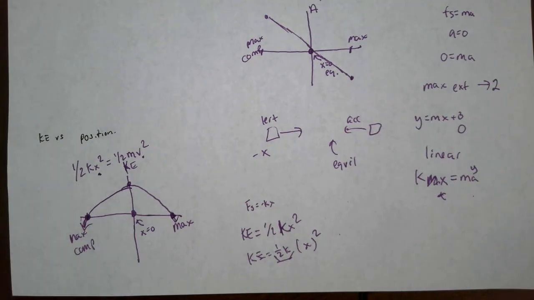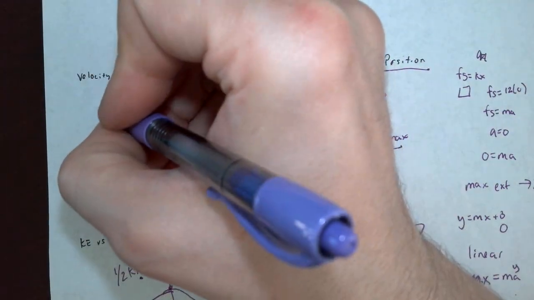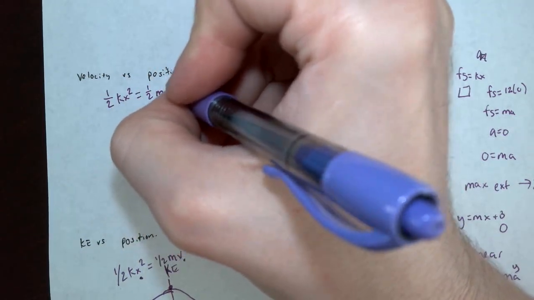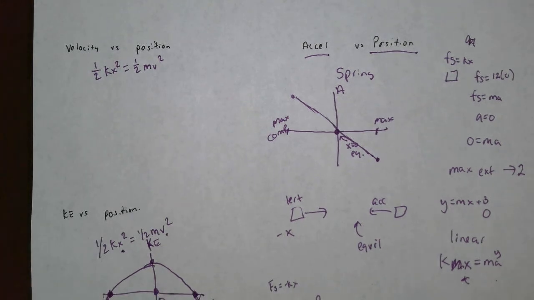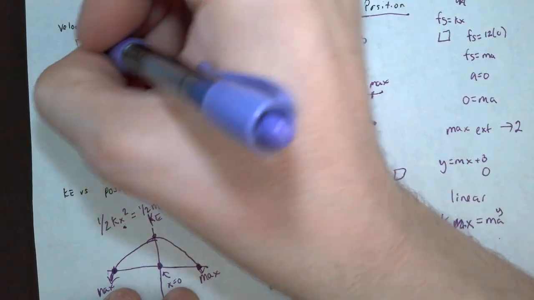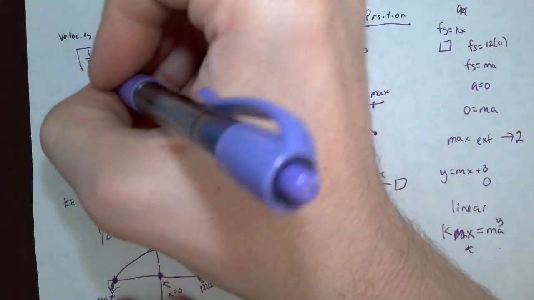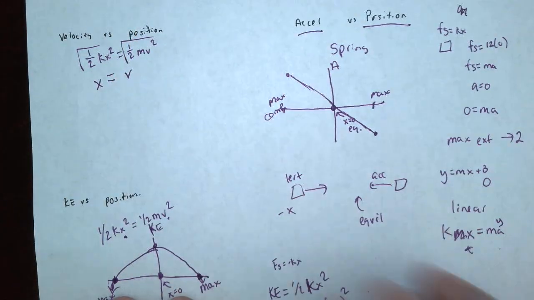Okay, now that we've got the kinetic energy out of the way, let's look at the velocity as a function of x. The velocity would be 1/2 kx squared is equal to 1/2 mv squared. Okay, so if that's the case, what do we got now? Well, we could square root both sides because we want it to be a function of x, right? And then we would have x would be equal to v.